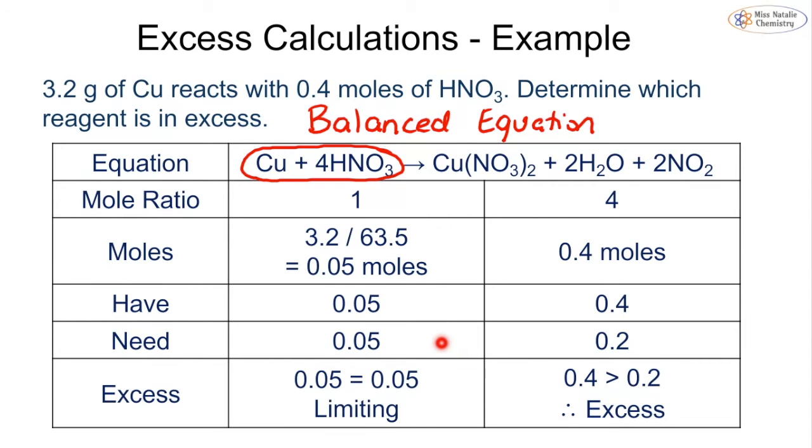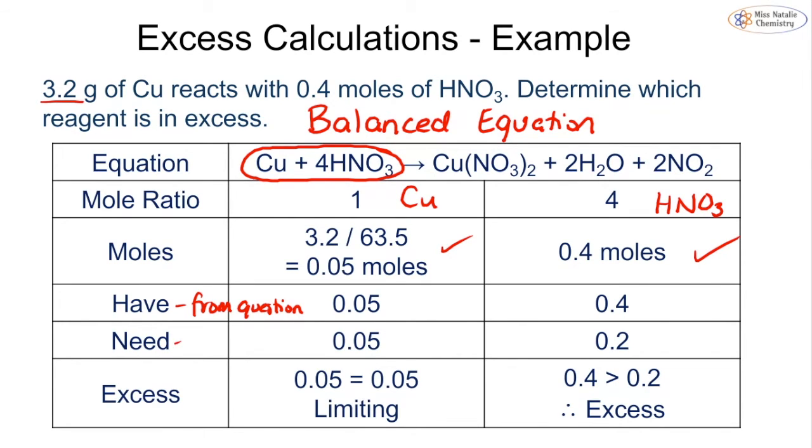Now I need to determine how many moles are actually reacting. Well, I'm told it's 0.4 for the nitric acid, so that is fine. But for the copper, I need to calculate it. So I'm told I have 3.2 grams, and I divide that by 63.5 as the molar mass to give me 0.05 moles. Now we look at what's known as have and need. So have is what you actually have from the question. So from the question, I am reacting 0.05 moles with 0.4 moles.